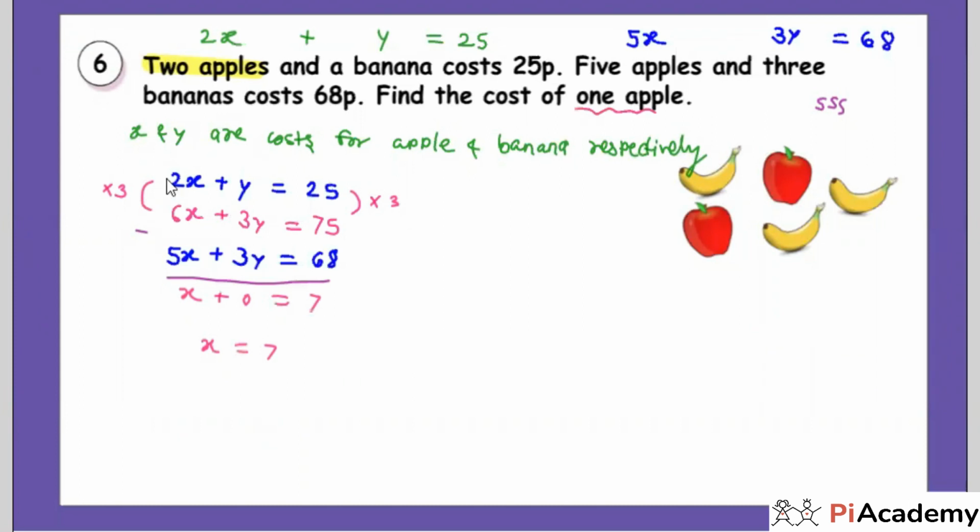So you got the value of x, and that is what we are looking for. One apple value, right? And apple is the x only, right? I told you x and y are the costs for the apple and banana respectively, right? So you got the value of x, and x is what? The 7p, okay? So the cost of one apple is 7p.